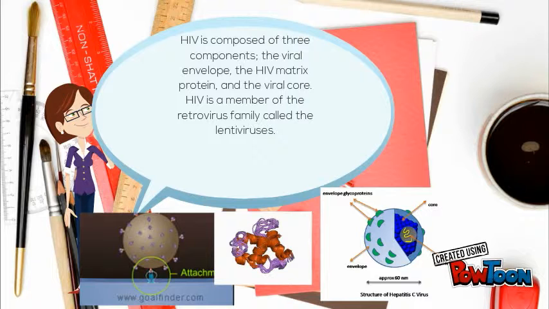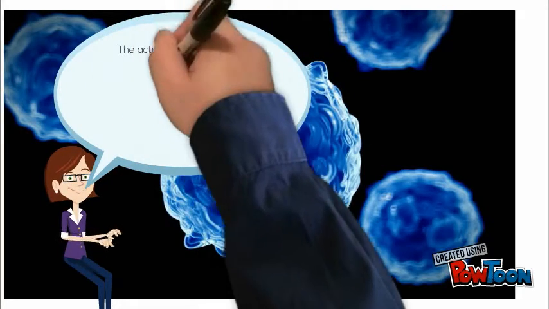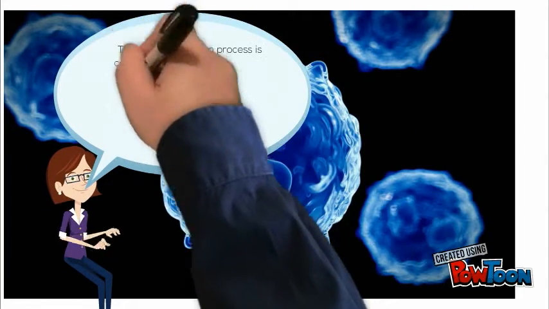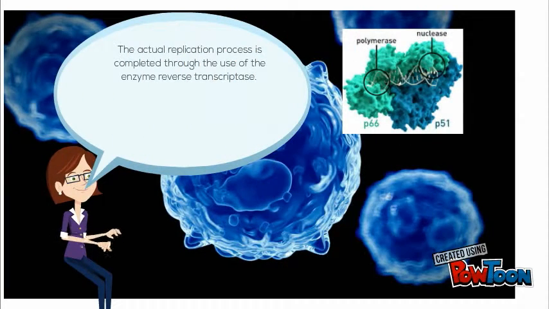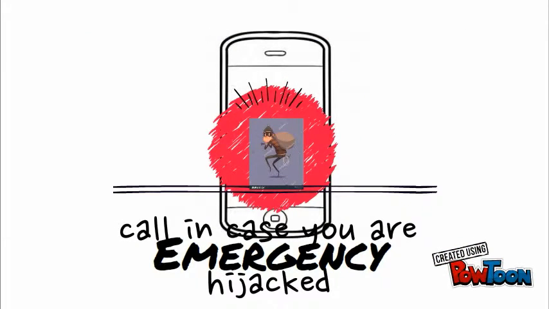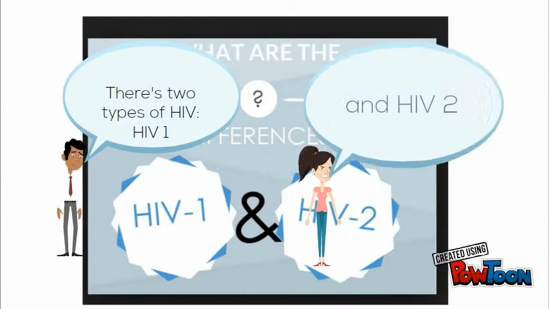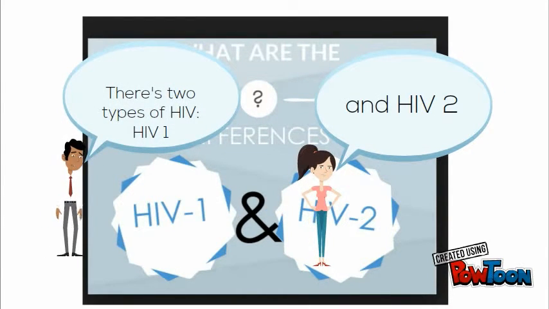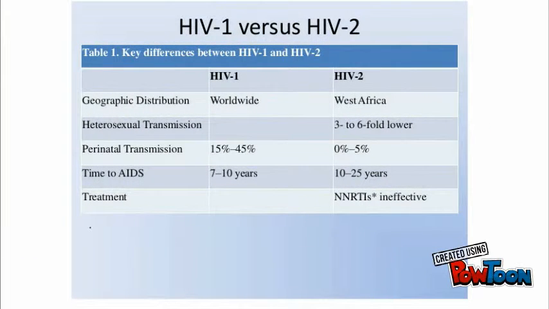Retroviruses have a genome comprised of two single chains of RNA, and as any other virus, HIV requires a host for replication. The actual replication process is completed through the use of the enzyme reverse transcriptase, which allows the RNA to be transcribed into DNA, and through this process, the virus can hijack the host cell and use its machinery for its own well-being. Two main strains of HIV are 1 and 2. 1 can lead to the more severe acquired immune deficiency syndrome, or AIDS, while 2 creates an AIDS-like illness, although this strain is much less common in North America.